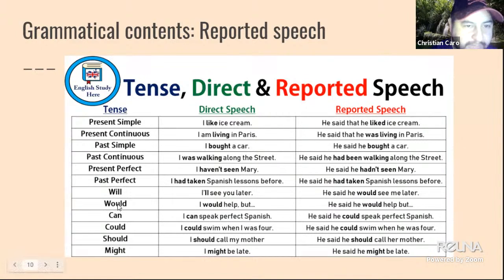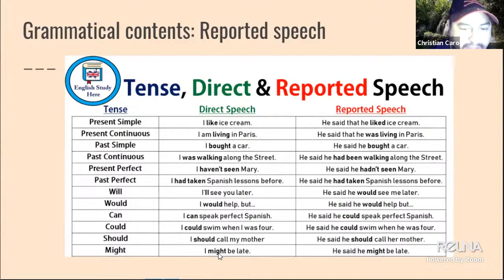Y en este caso, modal verbs en pasado se combinan con el perfect aspect, ¿cierto? Entonces, have plus past participle. Entonces queda, el would pasaría a ser would have, can pasa a ser could have, no, perdón, el can es could. El could pasa a ser could have, el should pasa a ser should have, y el might pasa a ser might have. Right? Entonces, ¿cómo quedaría un report speech en este caso con backshift?